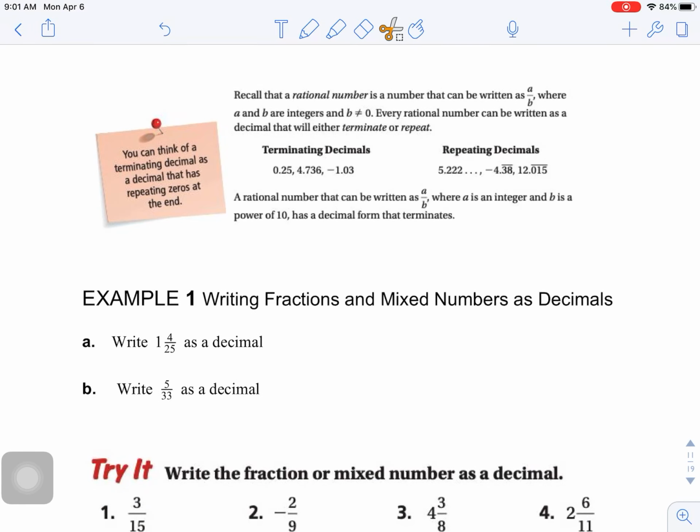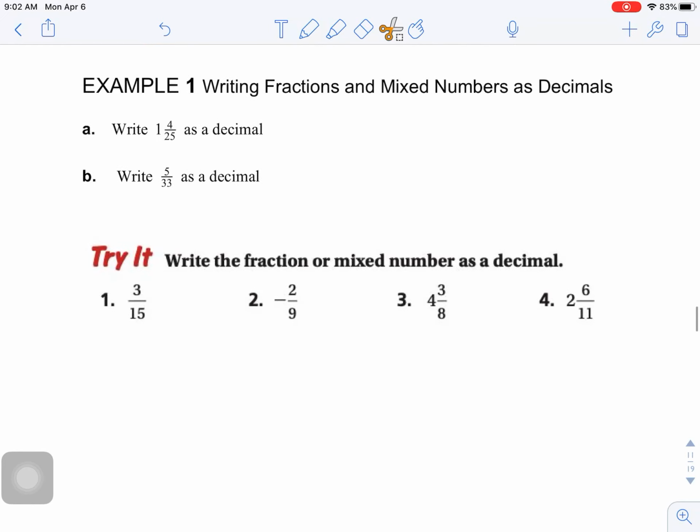So first, we want to remember that a rational number can be written in the form a over b, or as a fraction, where a and b are integers, and the denominator b cannot be 0. Every rational number can be written as a decimal that will either terminate or repeat. Terminating means the decimal will stop. Repeat means that it has some sort of pattern that is repeating over and over. A rational number that can be written in the form a over b, where a is an integer and b is a power of 10, has a decimal form that terminates. So then you'll know if it's going to repeat or terminate.